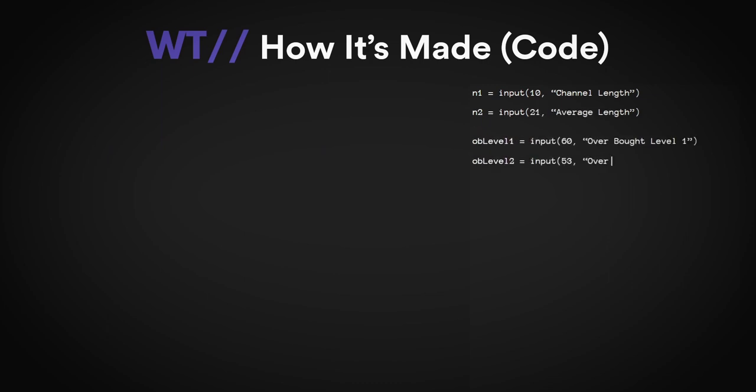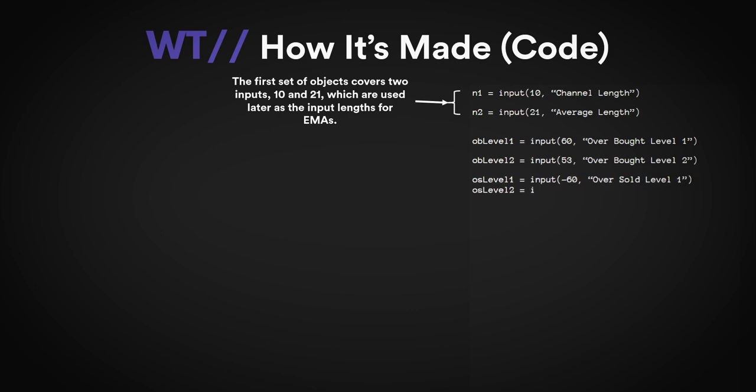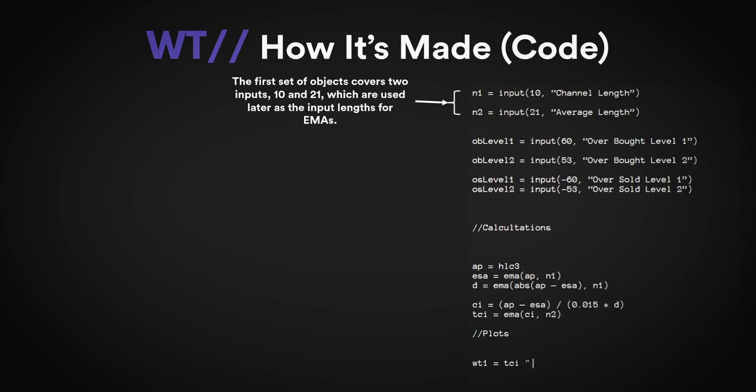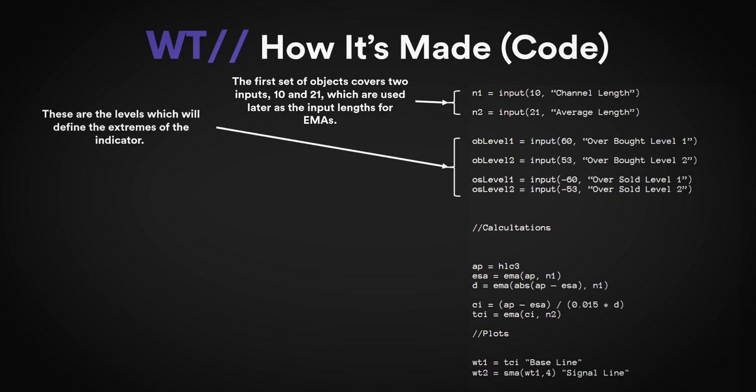The first set of objects covers two inputs, 10 and 21, which are used later as the input lengths for the EMAs. Making the numbers lower results in more signals, and increasing them provides fewer signals. These are the levels which will define the extremes of the indicator. It works similar to an RSI indicator where a level above 60 is considered overbought and a level below -60 is oversold. Unlike the RSI, at least on the daily, it's rare that the readings would stay above or below these extremes for any extended period of time.